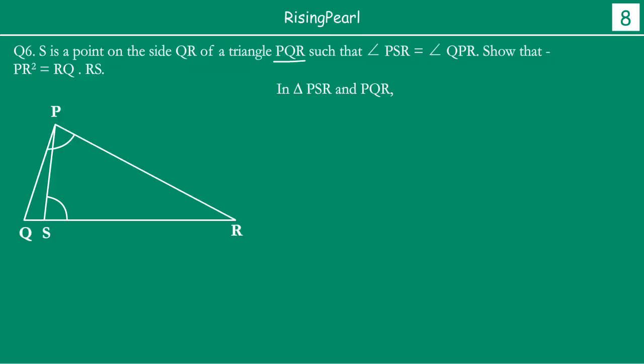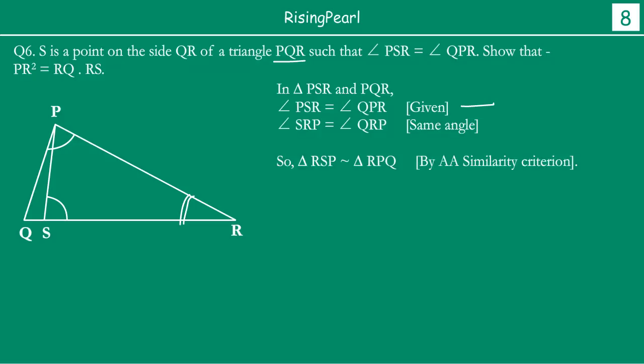In triangles PSR and PQR, what do we know? I'm taking the two triangles where we have a relationship, the triangle where one angle is given. What is given, friends, is that angle S is equal to angle P. This is given, my first condition. And this angle R is actually the same in both the triangles. So I can say that these two triangles are similar triangles by the AA similarity rule.